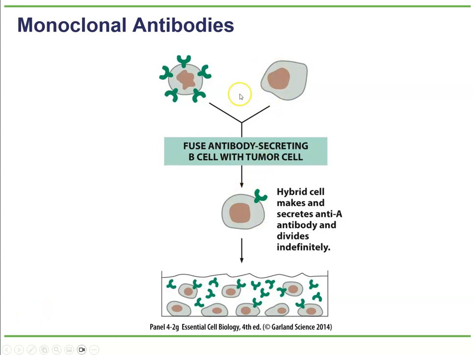And this part is necessary because the B cells don't live forever. They have a finite number of cell divisions before they would senesce or stop growing. So this immortalization helps to make sure that you never run out of the antibody that you might want to use for your research studies.